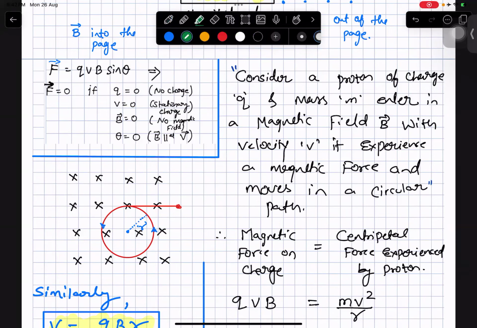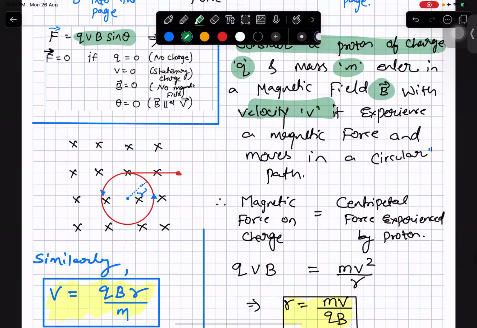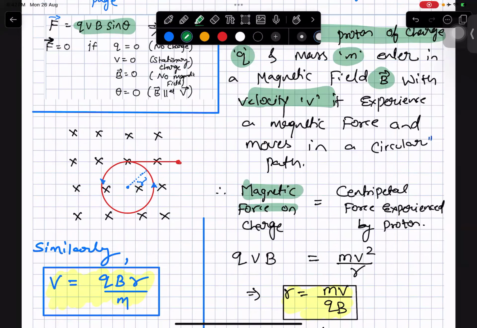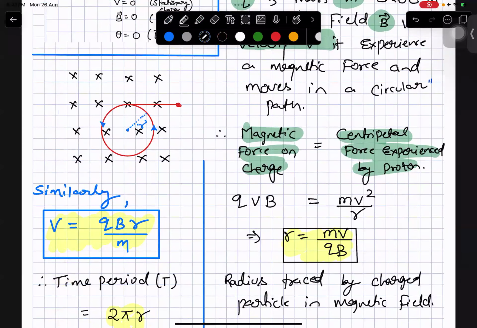So if you consider a charged particle, a proton of charge q and mass m, moving in a magnetic field B with velocity v. I've defined all these variables q, v, B. Then you can see the magnetic force on the charge is providing the centripetal force, right? So I'm going to equate them. The maximum magnetic force will be qvB. Why am I taking qvB and not sine theta? Because I'm taking this to be perpendicular.